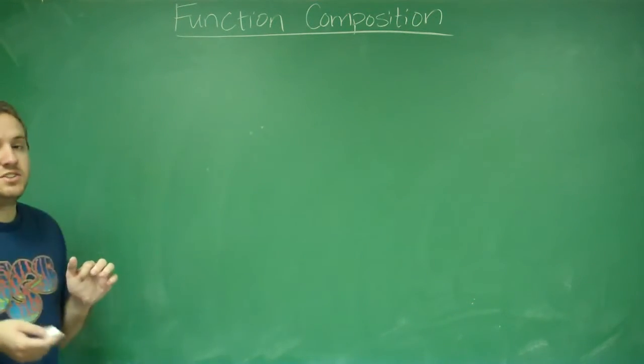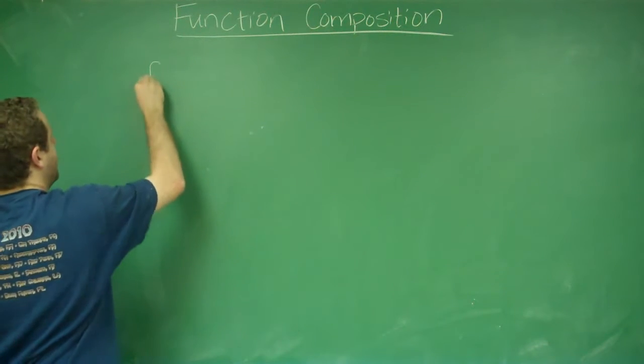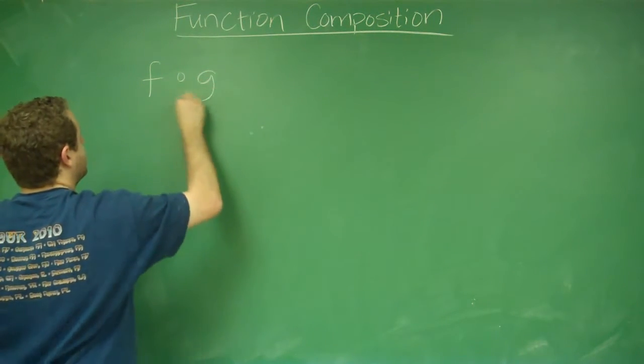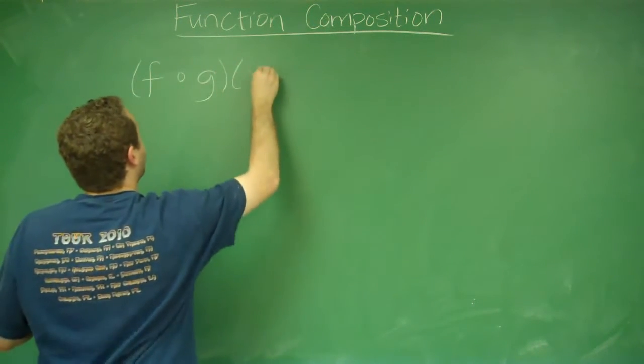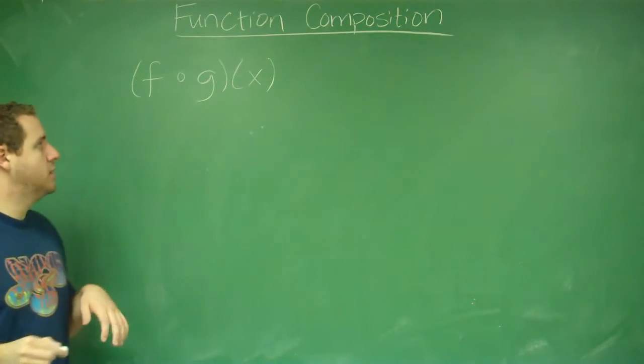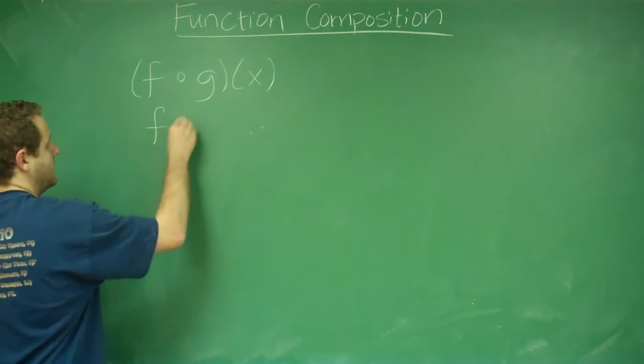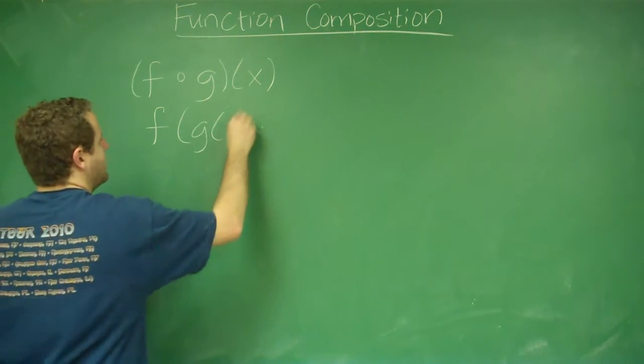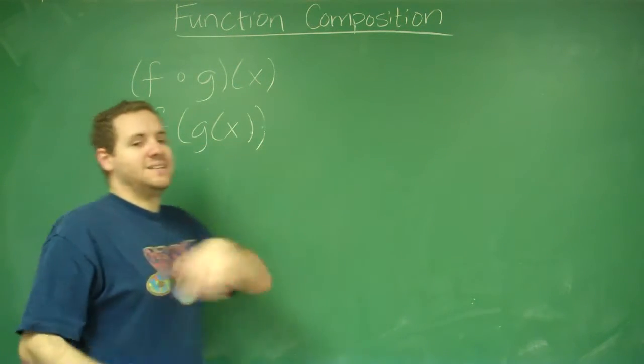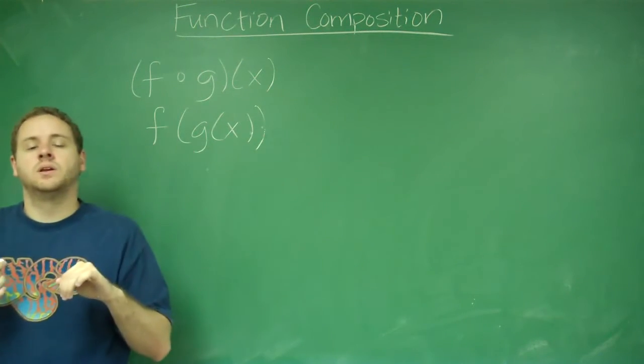So, first of all, the notation: you can write it as f with an open circle. That means f composed with g, f of g of x. What that means is you take g of x and you put it inside of f.